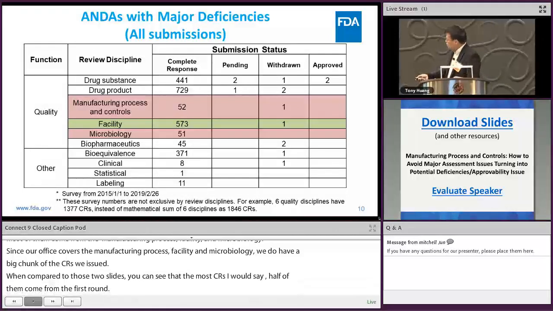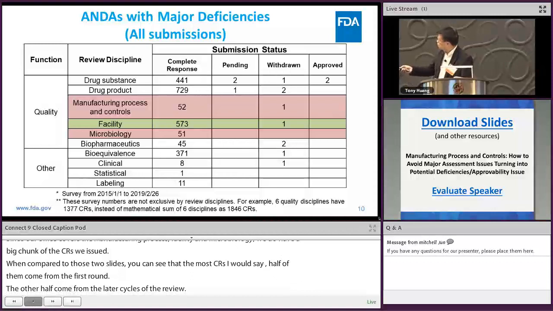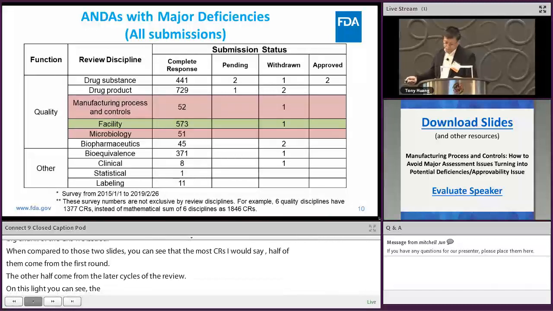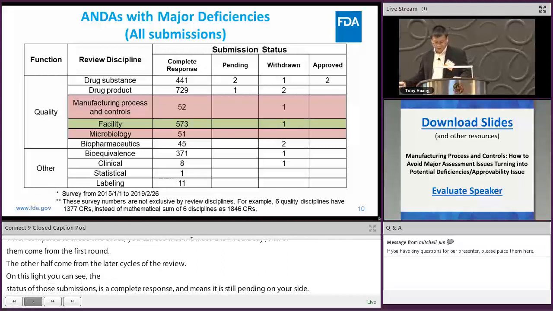And on this slide, you can see that the status of most of those submissions remain as complete response, which means they're still pending on your side. And which might indicate that our reviewers have done a good job at identifying the hard issues, and the firms cannot resolve them very easily.